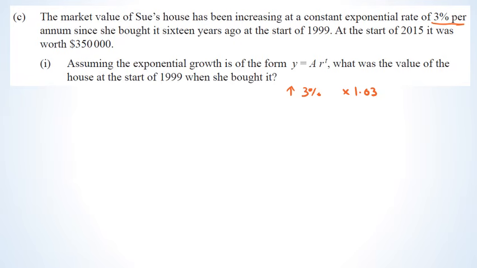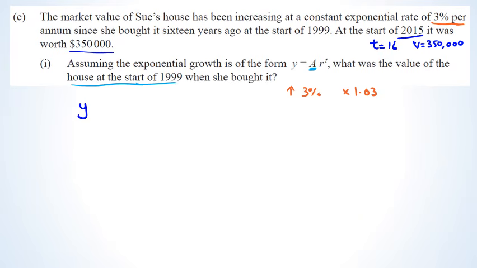The other information that we know is that at the start of 2015, 16 years has passed. So t is equal to 16, and the value of the house is $350,000. Now the question is saying that assuming the exponential growth is in the form of this particular equation, what was the value of the house at the start of 1999? So we're looking for the value of A, because that's the price of the house at the start of 1999.